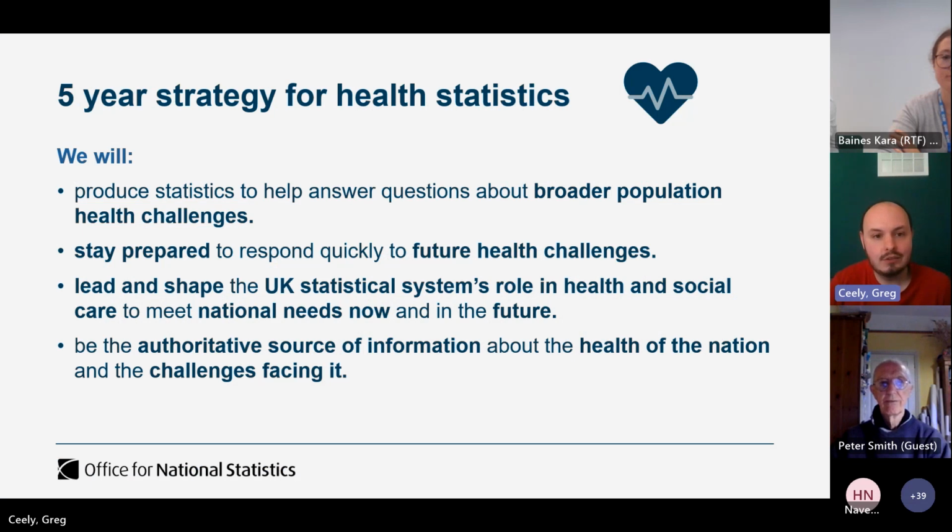ONS has a 5-year strategy for health stats, which is outlined on this slide here. And a lot of this, again, aligns with the aims of the health index of looking at health in a broad sense. We want to produce stats to help answer questions about broader population health challenges and stay prepared to respond quickly to future health challenges. And if we can track health over time and begin to see signs of decline sooner than we may have spotted them otherwise without a time series measure, then the health index fits the bill of what ONS is aiming to achieve in helping the public in that sense.